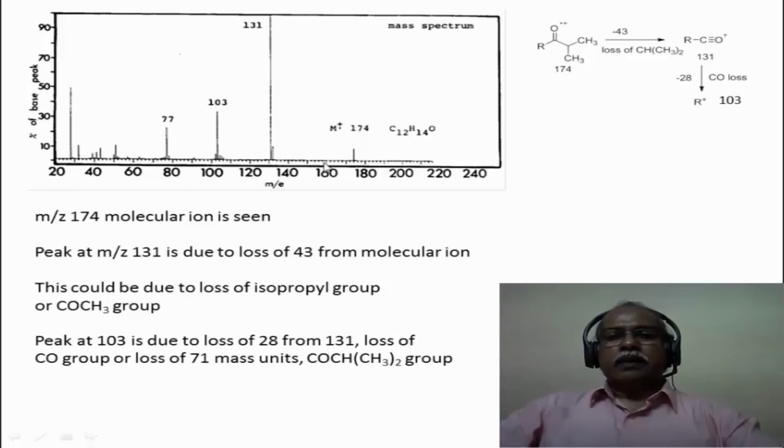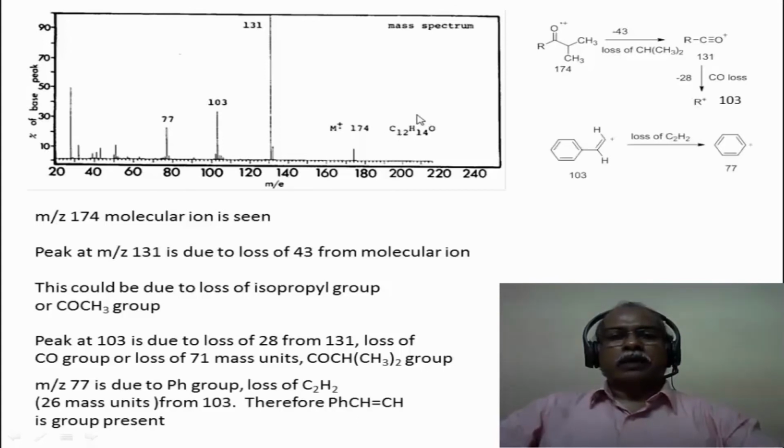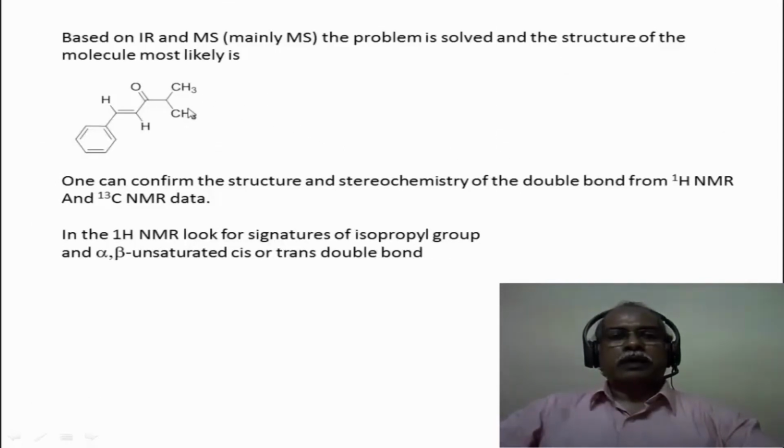It is an aromatic compound because the 103 leads to 77, which is the phenyl cation. In other words, loss of an acetylene unit from this particular molecule results in the formation of a phenyl cation, which corresponds to 77. So we have essentially accounted for all the major fragmentation patterns in this system. The compound is easily identified as isopropyl styryl ketone. Based on the infrared and mass spectrum, mainly because of the mass spectrum, the problem is solved and the structure of the molecule most likely is this one.